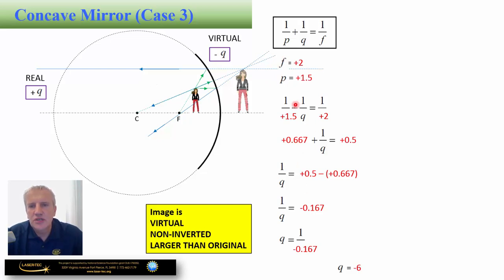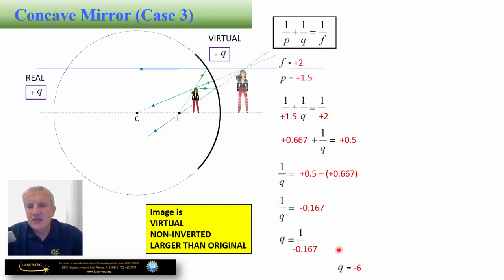If we substitute and do the proper math, we're going to divide 1 over 1.5 to get 0.667, and then 1/2 is equal to 0.5. We extract 1 over q as 0.5 minus 0.667, do the subtraction, and then we reciprocate 1 over q to get q, and get the value for q as being -6.